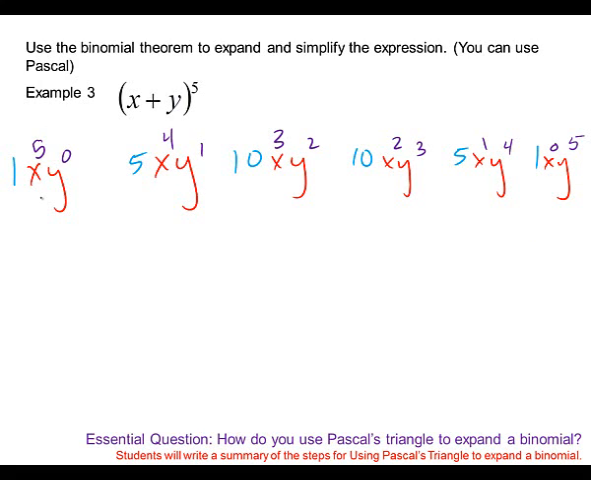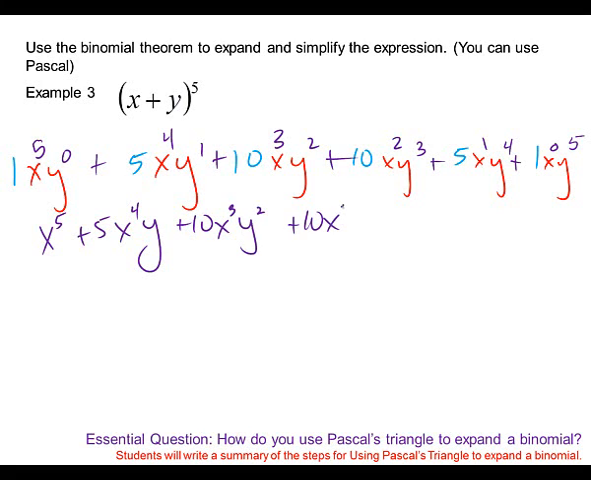And then you do a brief check to make sure all your exponents add up to 5. We good? All right, and then if there's no sign in there, we throw plus signs in, not that you need it in that row. I'm going to go a cleanup line. So x to the 5th plus 5x to the 4th y plus 10x cubed y squared plus 10x squared y cubed plus 5xy to the 4th plus y to the 5th.